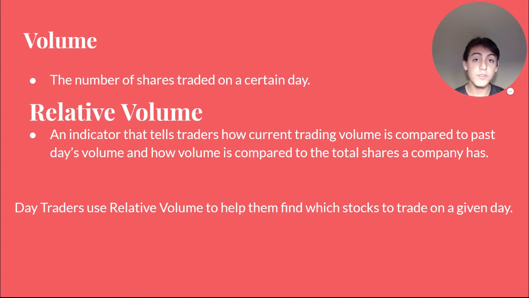The volume is the number of shares traded on a certain day. And the relative volume is an indicator that tells traders how current volume is compared to past days' volume, and how that volume is compared to the total shares a company has. Day traders use relative volume to help them find which stocks to trade on a given day. If a stock is trading at very high relative volume, it means more shares than usual are being traded. Therefore, the stock has very high interest, less supply than demand, and some sort of news coverage to attract so many people to it. These are the types of stocks day traders buy.